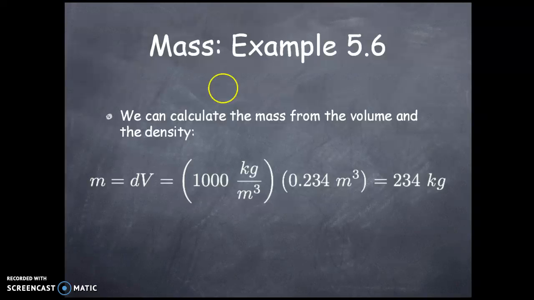And we can find the mass by multiplying density times volume. The density of water is 1,000 kilograms per meter cube, and it is a standard number. Density of water is 1 gram per cubic centimeter or 1,000 kilograms per meter cube. If you multiply that, you will get 234 kilograms. So the mass of the water in the bathtub is 234 kilograms if the dimensions are given as in the picture.